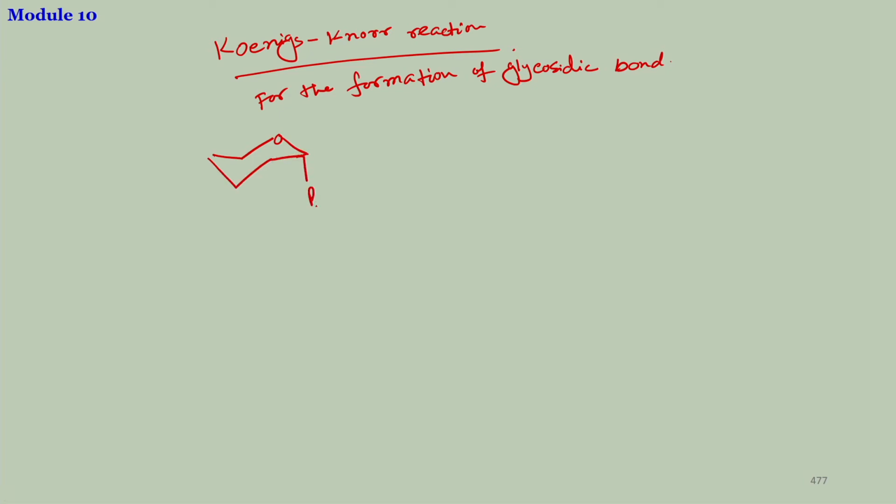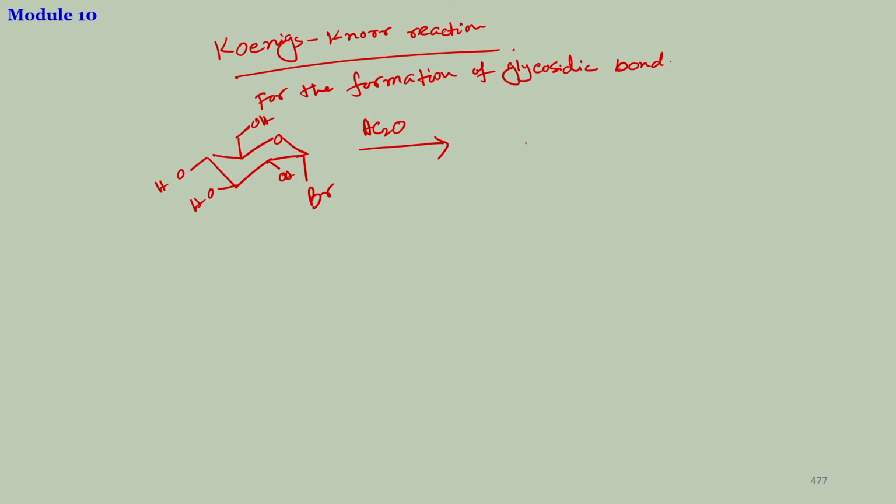halide, alpha 1-bromo. You have here CH2OH, this is OH, this is OH, and this is alpha OH. So, first thing is you have to do the protection of all the hydroxyl groups, otherwise it will react, and that can be done very well, that you know already. We have done some sugar chemistry during DNA synthesis. Acetic anhydride, if you add, or acetic acid also, then this will protect all the hydroxyl groups.